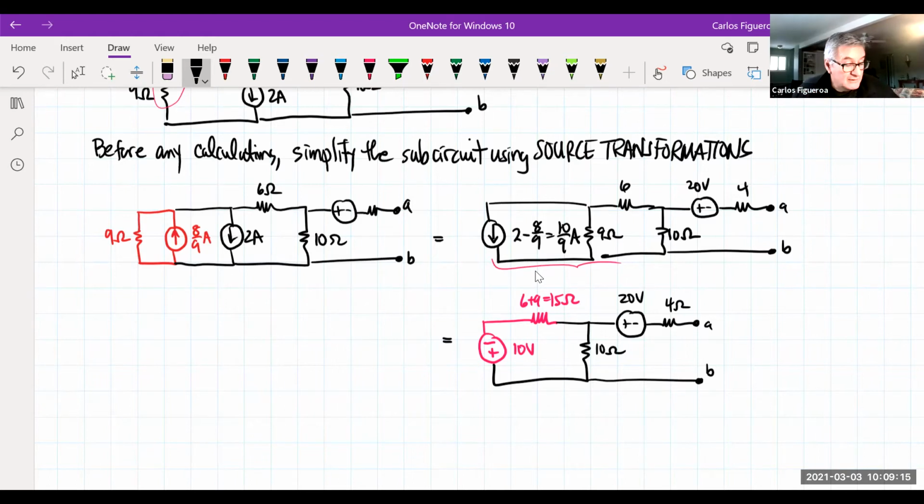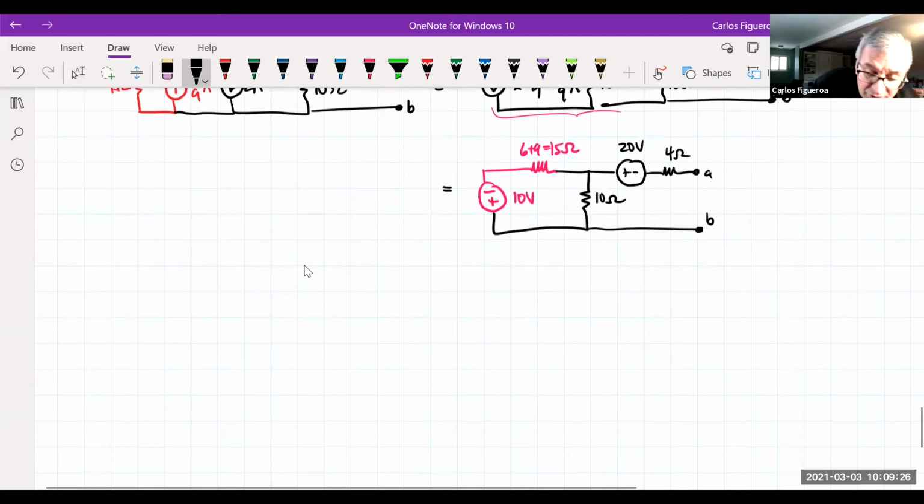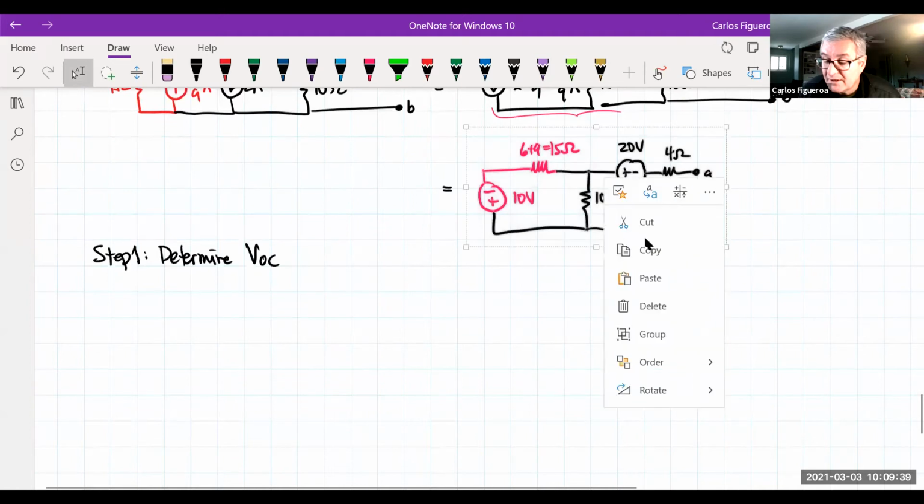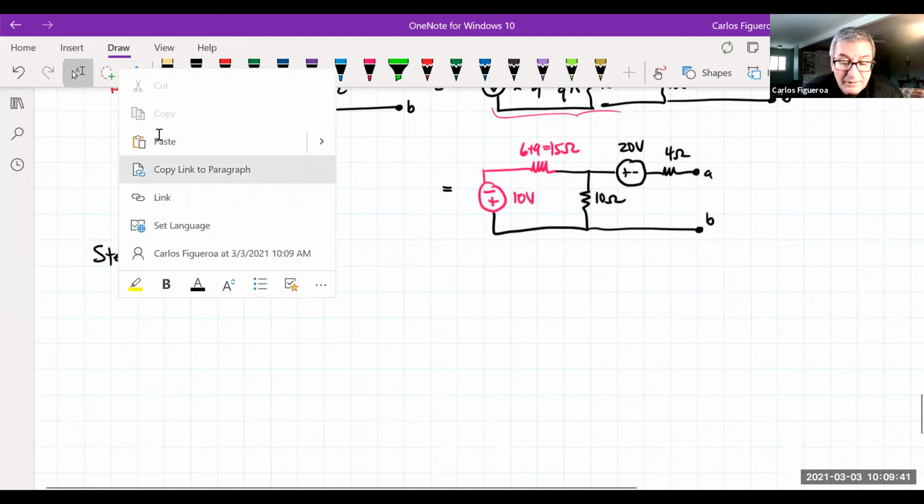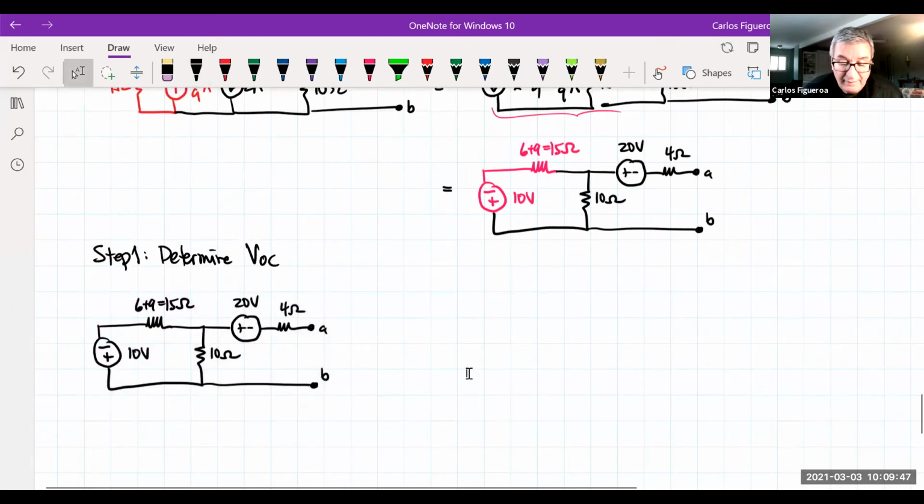So here we go. So here's the first thing that you gotta be aware of. Now, that's the circuit that I'm going to deal with. So now I'm going to go to step 1. And I'm going to determine VOC. So let me go take this thing here. So when I look at this guy, I'm going to place this guy right here. And that's my circuit. So I'm going to take this 6 and 9, and I'm going to leave my 15 like this here.